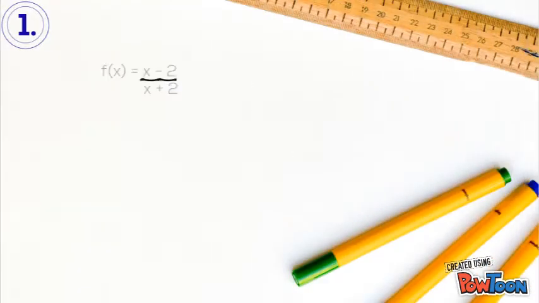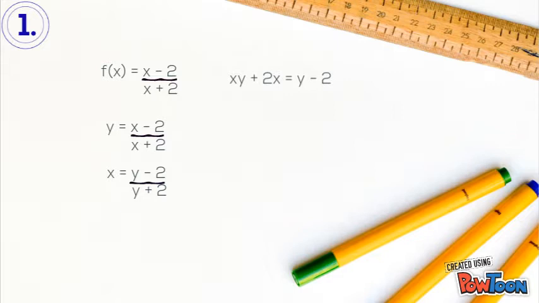Number 1. f of x is equal to (x minus 2) over (x plus 2). It will become y is equal to (x minus 2) over (x plus 2). Interchange the x and y variables, making it x is equal to (y minus 2) over (y plus 2). Then we cross multiply, resulting to xy plus 2x is equal to y minus 2.